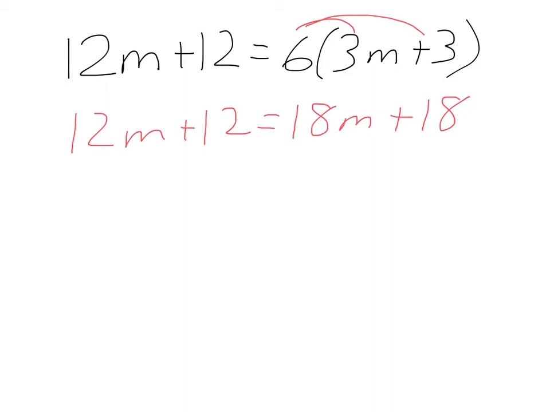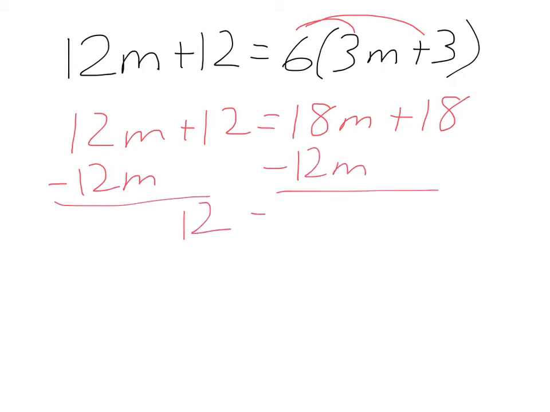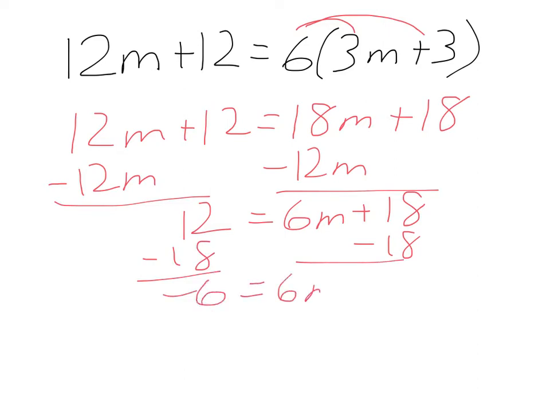Well, now, when I solve this, I'm going to subtract 12m from both sides, which will give you 12 equals 6m plus 18. I'll subtract 18 from both sides. I'll get negative 6 equals 6m, divided by 6. So m is equal to negative 1. Pretty straightforward and simple when you think about it. Sometimes I might get equations that look like this.